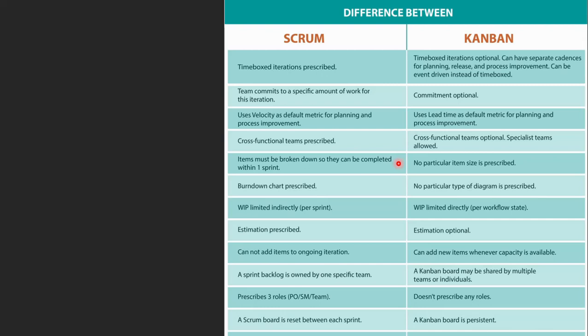In Scrum, items must be broken down so that they can be completed within one sprint. In Kanban, there is no particular item size. Again, the size that you pick may depend on the team's capacity.